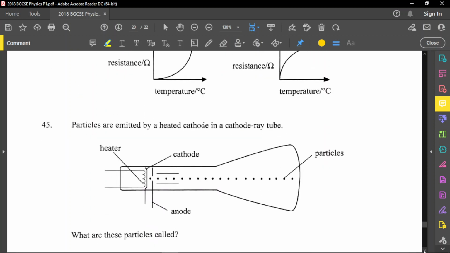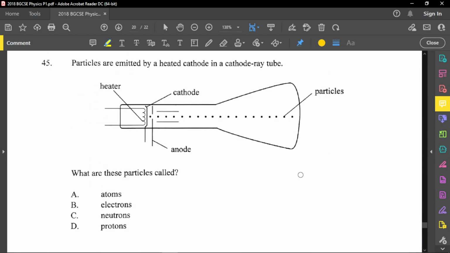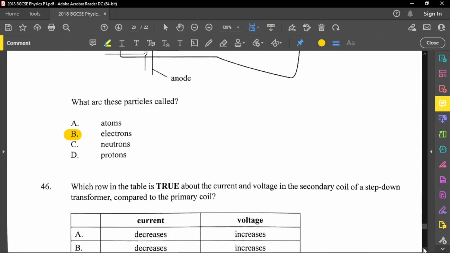All right, for question number 45, it says particles are emitted by a heated cathode in a cathode ray tube. What are these particles called? Without even guessing, electrons are the particles that will move throughout the cathode ray tube.